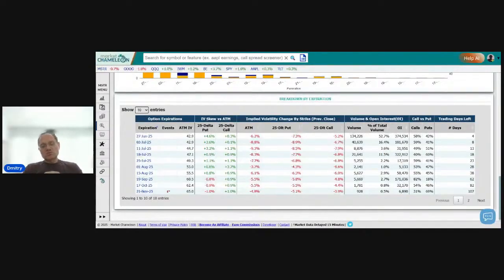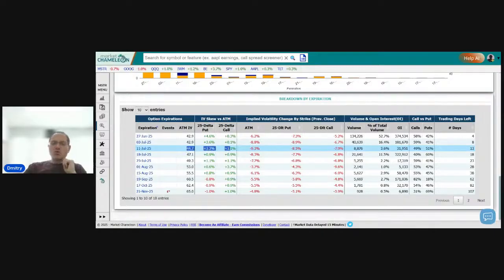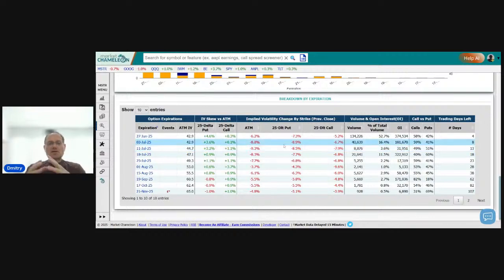And if we go across from left to right, we have the expiration, and then we have these data points, which are analytics based on what's going on within this option expiration. And because we're interested in the implied volatility skew, we want to see how the implied volatility within that expiration changes based on the strikes that are moving up or down from the at the money.